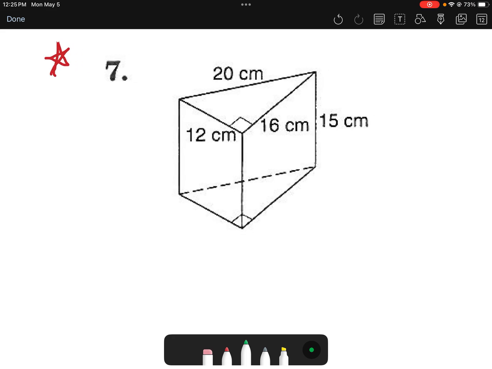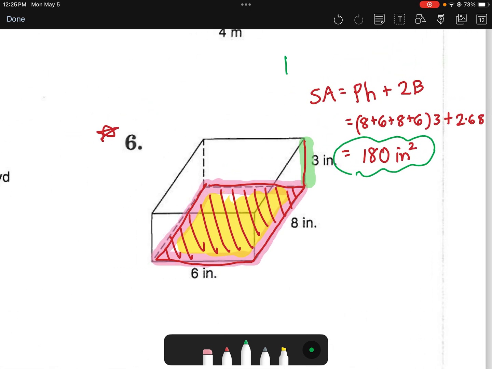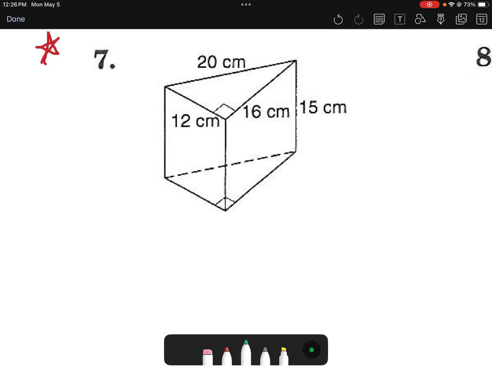We're going to do this one exactly the same way. This is a different prism. In fact, let's go back to this prism and let's name it first. This guy is a rectangular prism because the bases are rectangles. And notice how there are rectangles that go around the rectangles. That's what makes it a prism. This guy is also a prism, but it's a triangular prism because the bases are triangles.